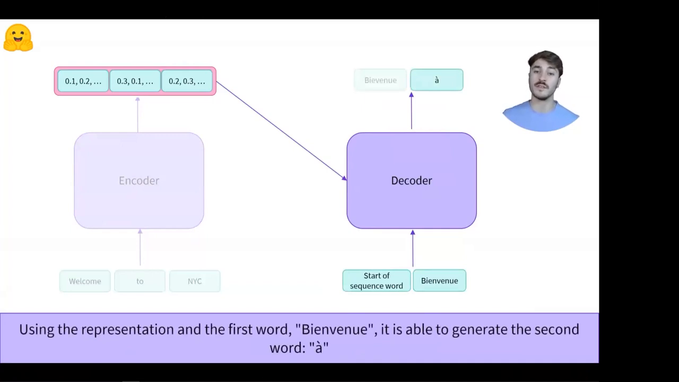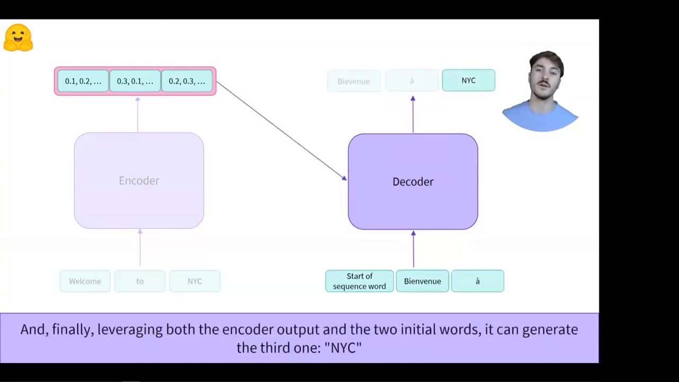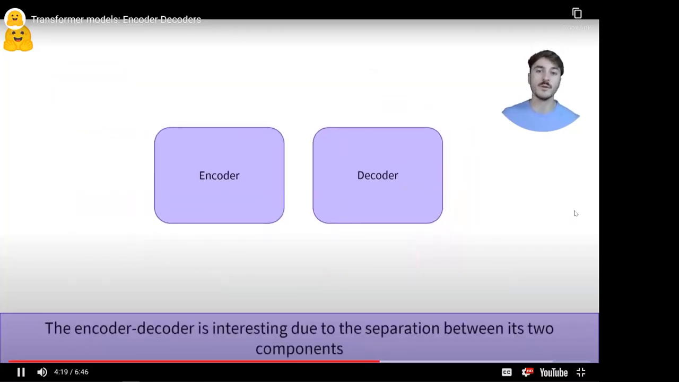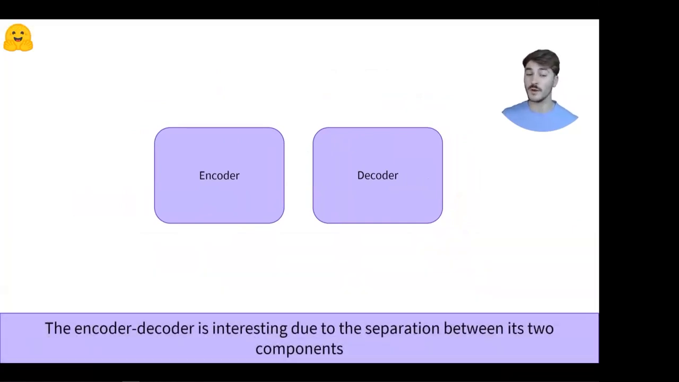And we then use bienvenue as the input sequence for the decoder. This, alongside the encoder numerical representation, allows the decoder to predict the second word, which is "to" in English. Finally, we ask the decoder to predict a third word. It predicts NYC, which is correct. We've translated the sentence.